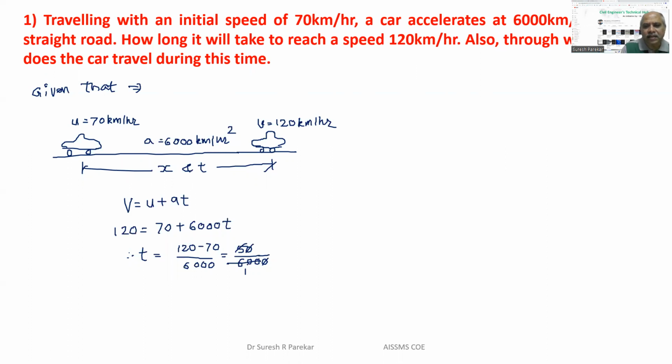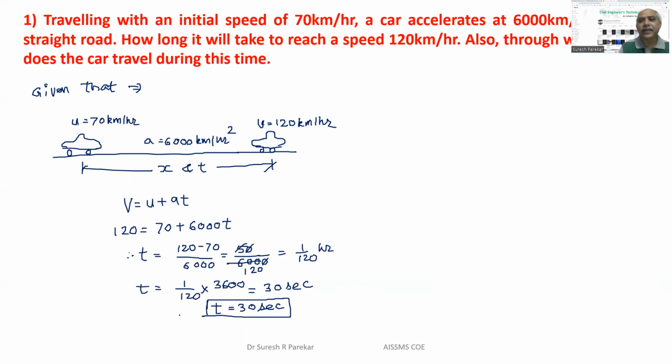So this 5 gets cancelled, and we have 1 by 120, but the value is in hours. If we have to find it in seconds, then we have 1 by 120 into, convert hour into seconds, 3600. And from this we will get 30 seconds. So time required we have 30 seconds to reach velocity 120 kilometer per hour.